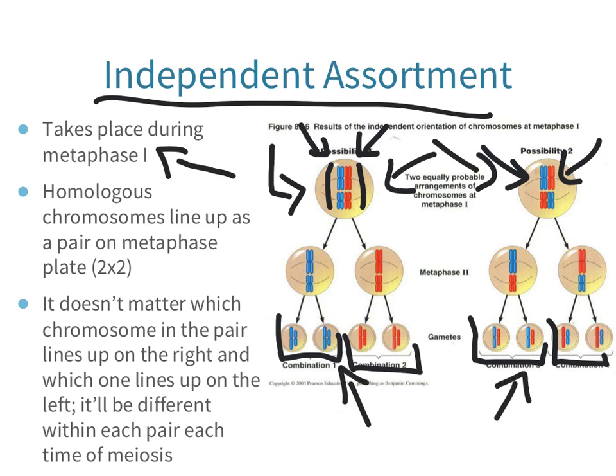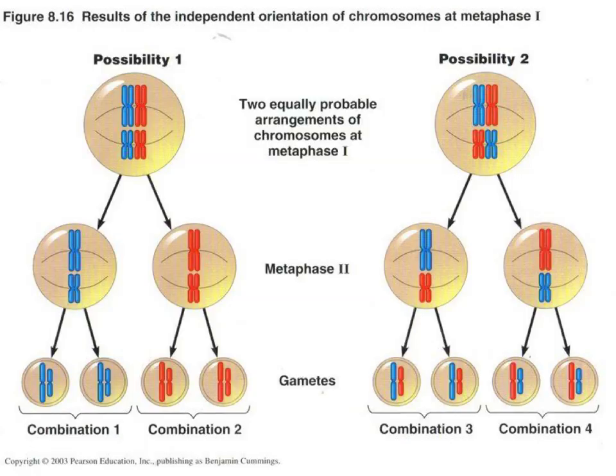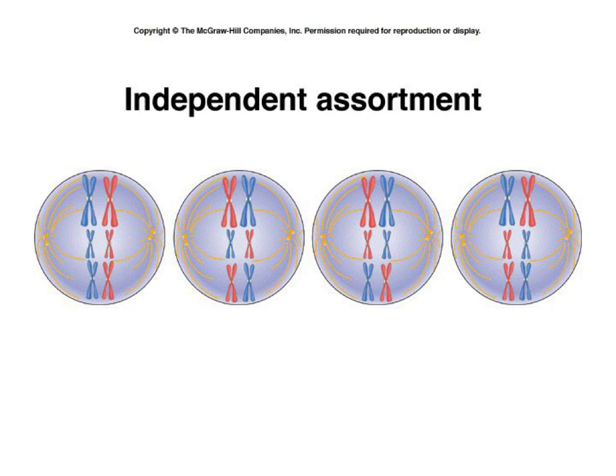So this idea that homologous chromosomes line up on the metaphase plate 2 by 2, and it doesn't matter which chromosome in the pair is on the left and which is on the right, means you get different combinations of chromosomes each time you do meiosis. Now this is further complicated by the fact that we don't just have 2 sets of chromosomes like this picture shows here. In reality, we don't even have 3 sets like this picture is showing here.